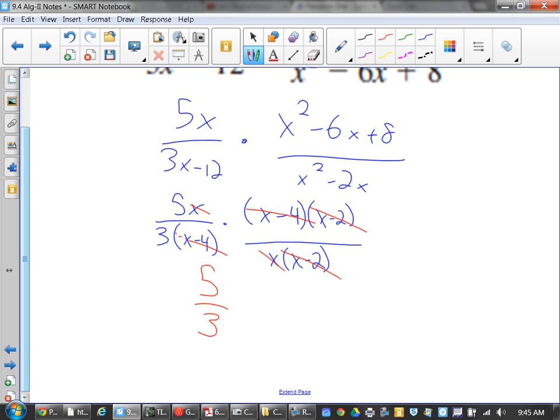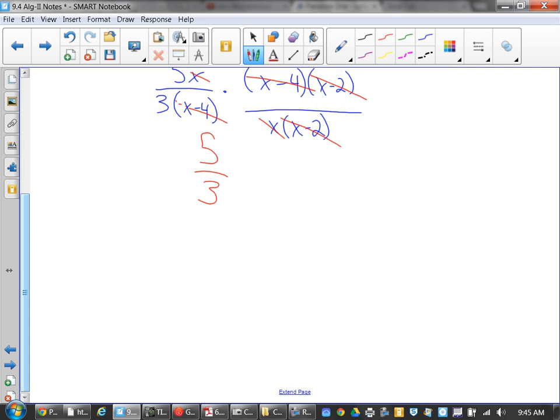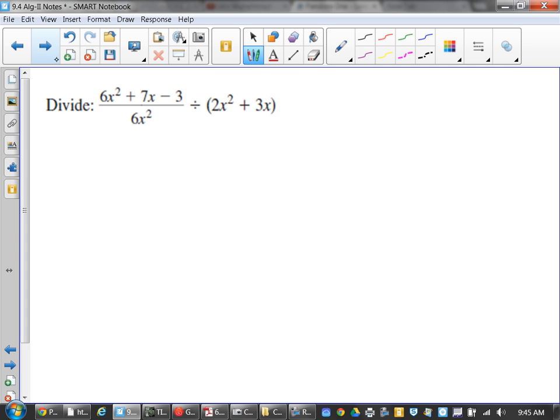Yes, ma'am. Can we make it a mixed number? No, there's no such thing as mixed numbers in math anymore. Remember, this is the same thing as 1 2/3. I agree. But how do you walk a slope of 1 2/3? You go up 5 and over 3. No mixed numbers. Do this one, please.